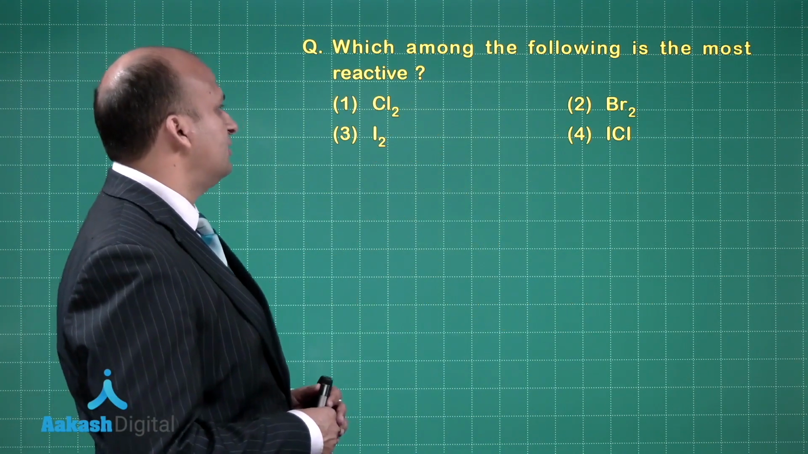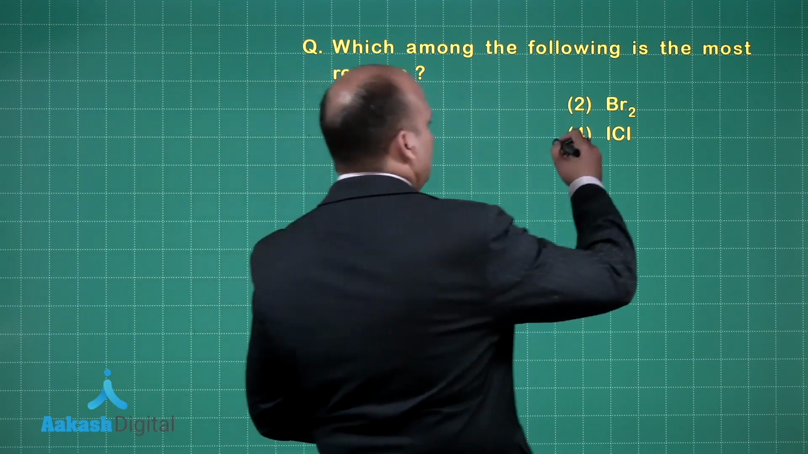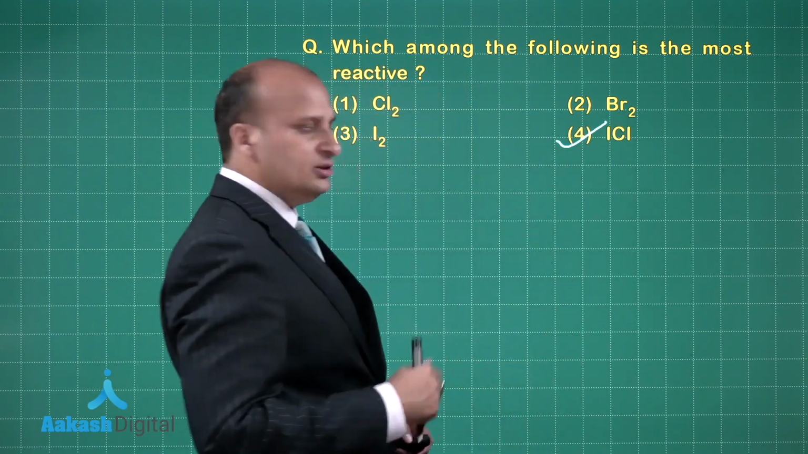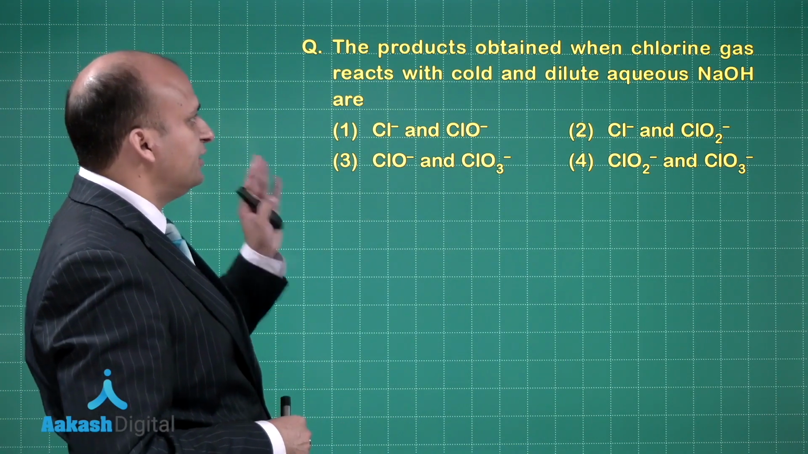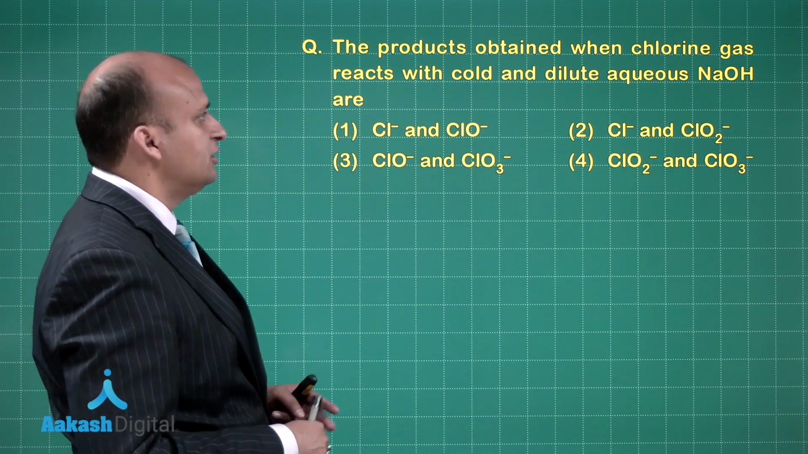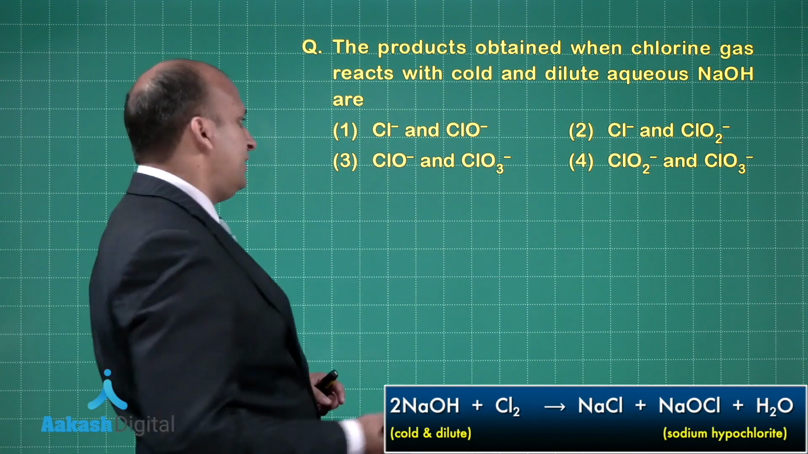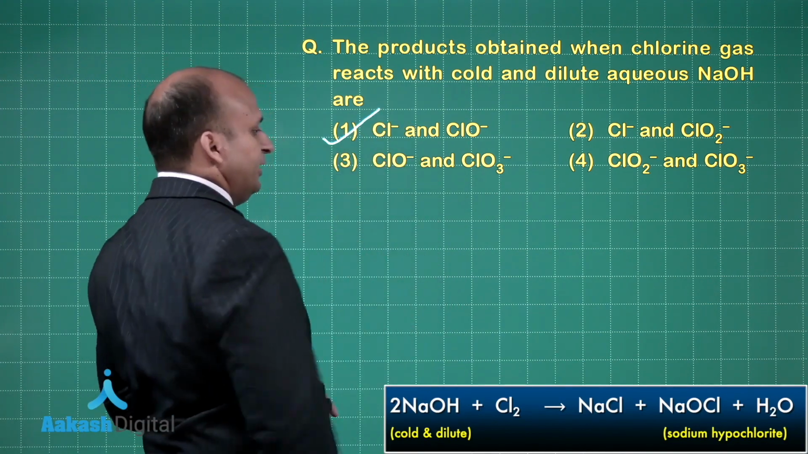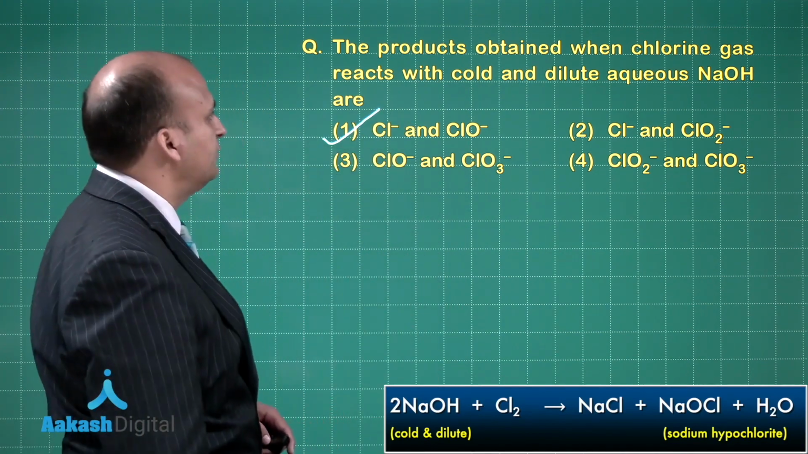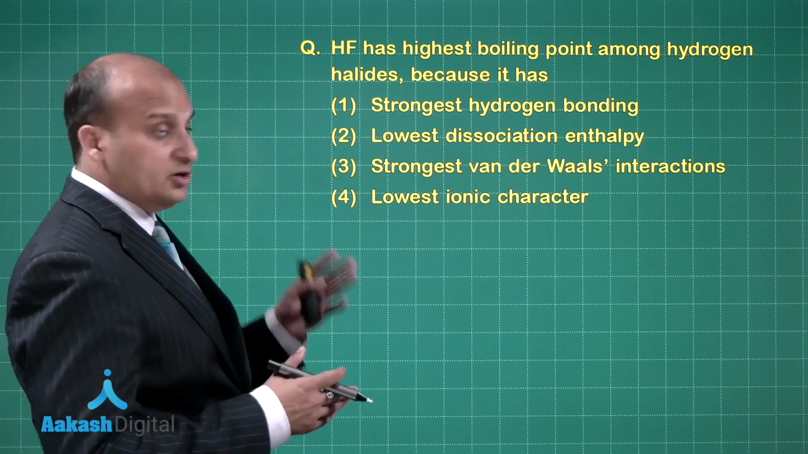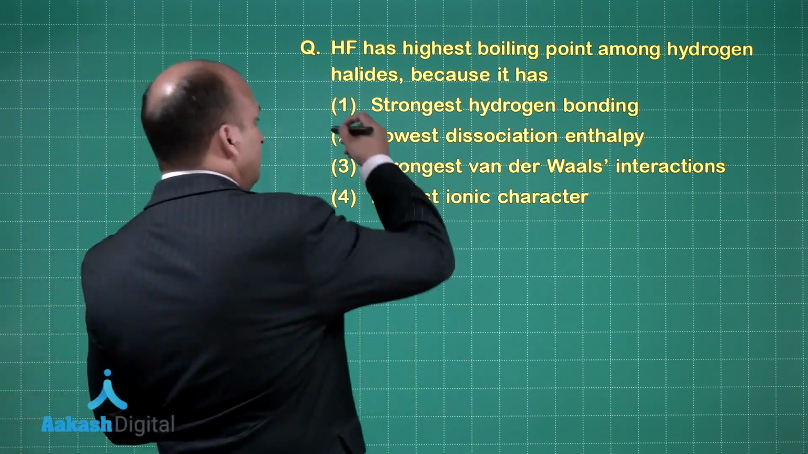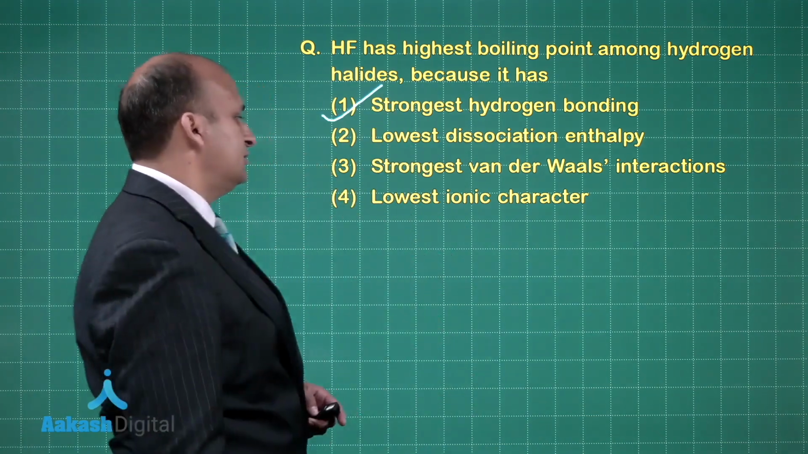Which among the following is the most reactive? Interhalogen compounds are more reactive as compared to the halogens, right? The product obtained when chlorine gas reacts with cold and dilute aqueous NaOH. So in cold and dilute you get Cl- and ClO-, right? This is the right answer. HF has highest boiling point among hydrogen halides because of strongest hydrogen bond. So first is the right answer.